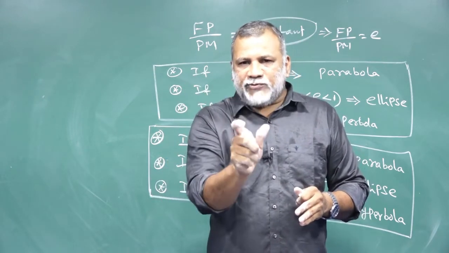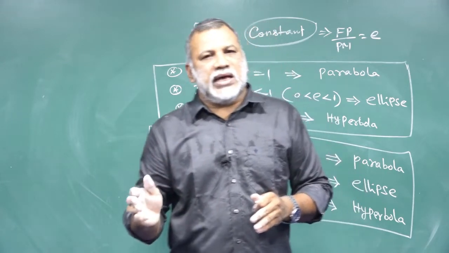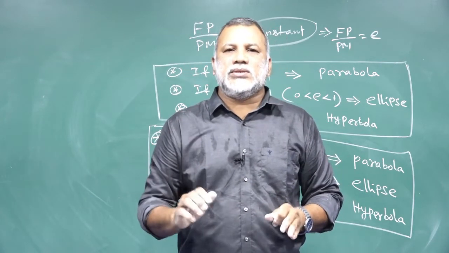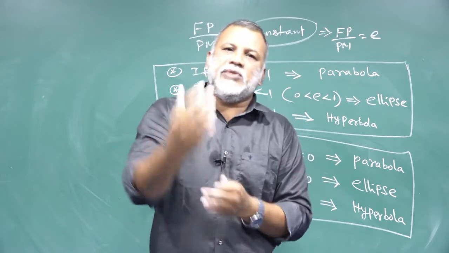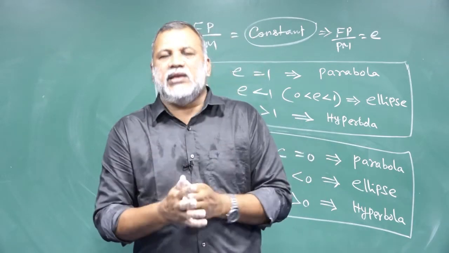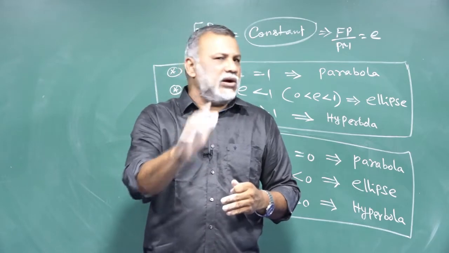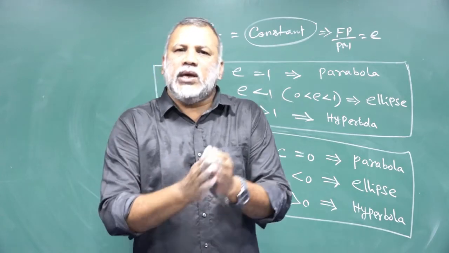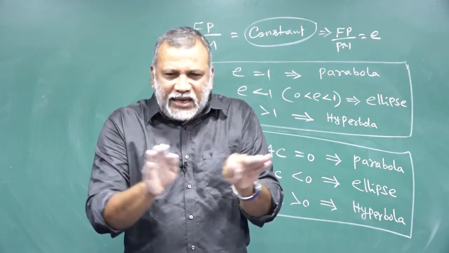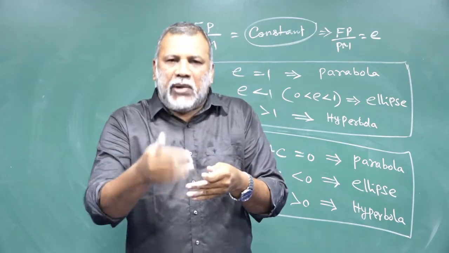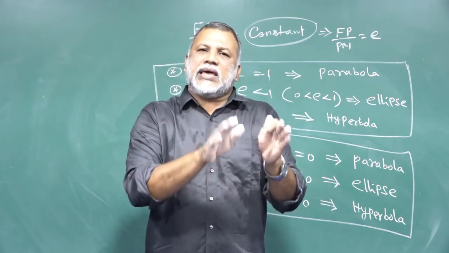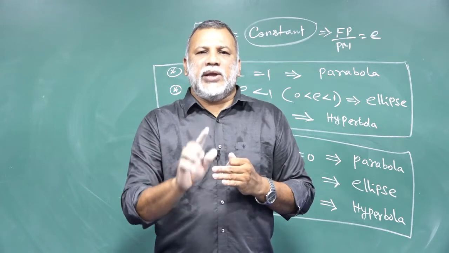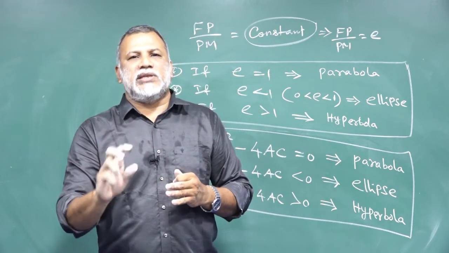FP is the distance between 2 points. PM is the length of the perpendicular from P(x, y) to the directrix Ax + By + C = 0. Then we expand the equation. On simplifying, we get a general second degree equation, always denoted by Ax² + 2hxy + By² + 2gx + 2fy + C = 0. But in your book it is denoted in a different way, that is Ax² + Bxy + Cy² + Dx + Ey + F = 0.